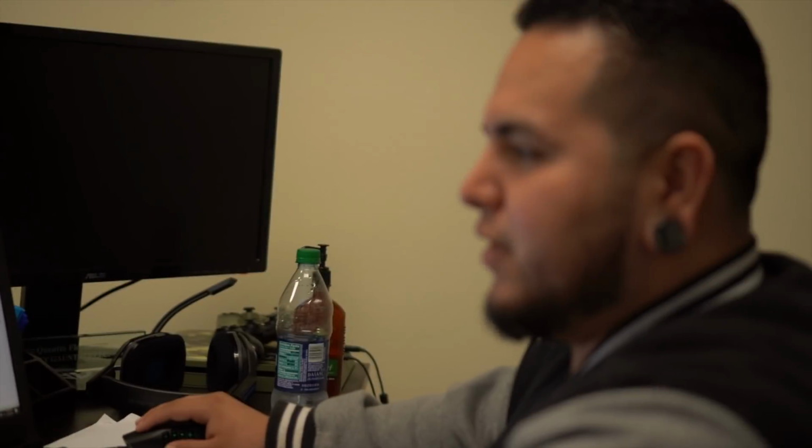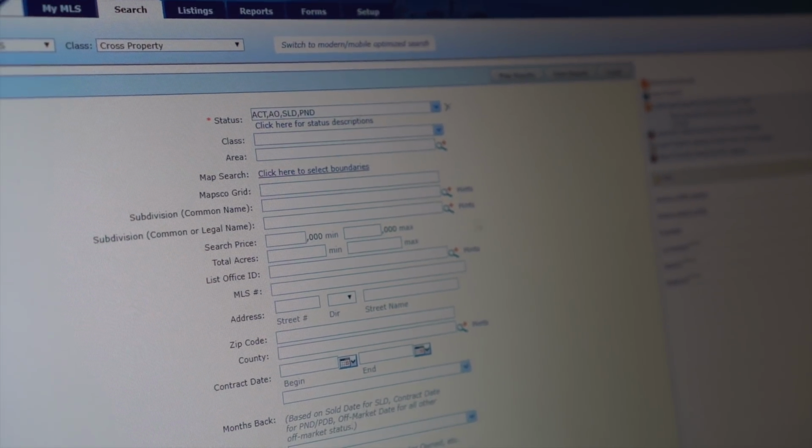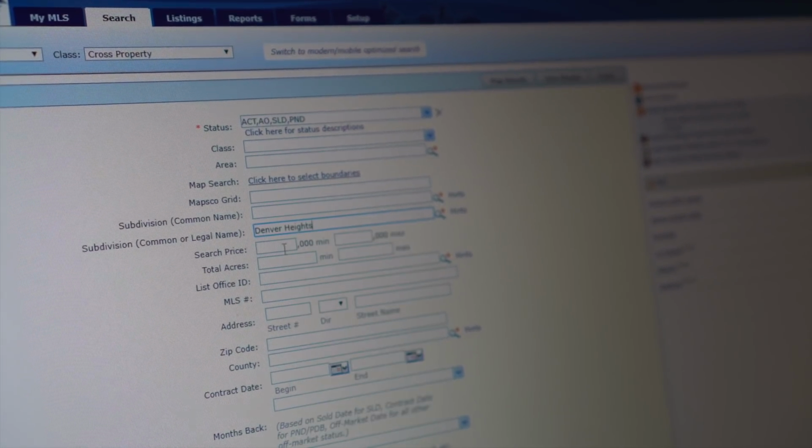So the first thing I want to do, guys, is look at the status here. So I'll move the camera over here a little bit. I want to look at what's active. I want to look at active option. I want to look at sold and pending. These are going to break things down, so I'm not looking at anything crazy. So that subdivision name that we were looking at, I'm going to pop that in here real fast.